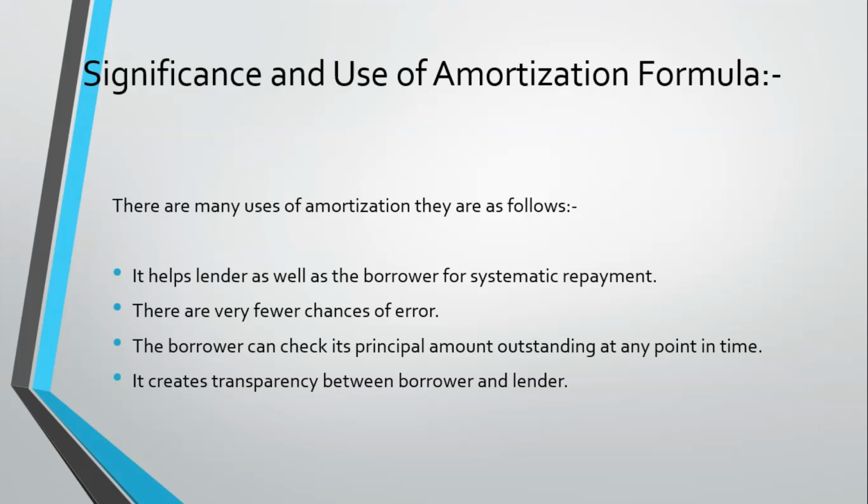Next, significance and use of amortization formula. There are many uses of amortization. They are as follows. First, it helps lender as well as the borrower for systematic repayment. Second, there are very fewer chances of error. Third, the borrower can check its principal amount outstanding at any point in time. Last but not least, it creates transparency between borrower and the lender.